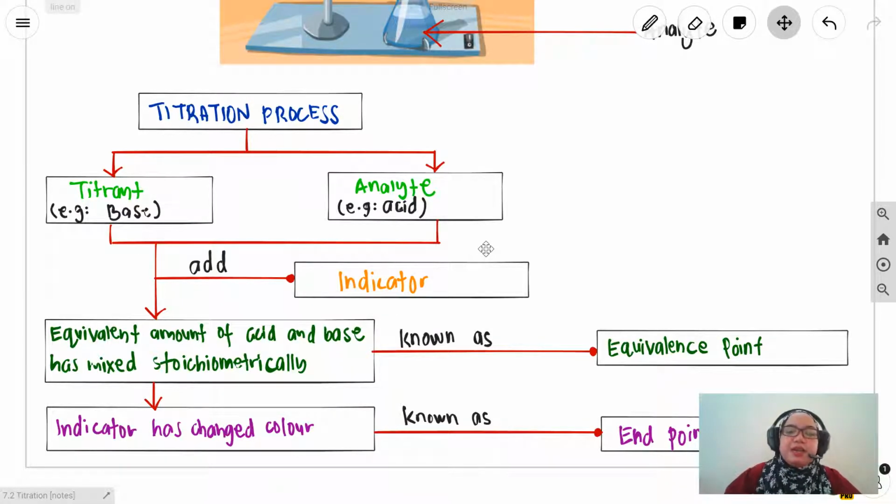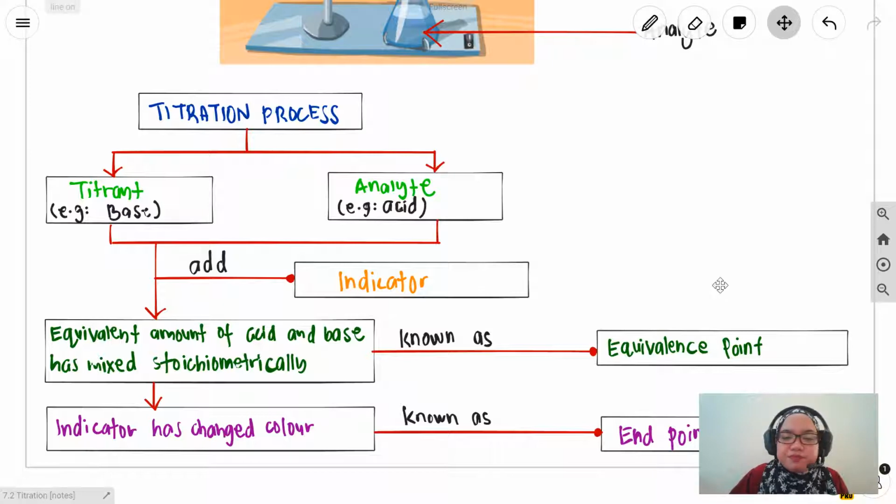So let's look at the points that we're going to discuss in the titration process. There are 2 points that are significant in this titration process. The first one is the equivalence point and the second one is the endpoint. So what is the equivalence point? The equivalence point is the point where the amounts of acid and base mixed are stoichiometrically equivalent. Maksudnya, the number of moles of acid is equal to the number of moles of base. And what is the endpoint? The endpoint is where the indicator color will change, from acid to base or from base to acid, depends on the analyte and the titrant lah.